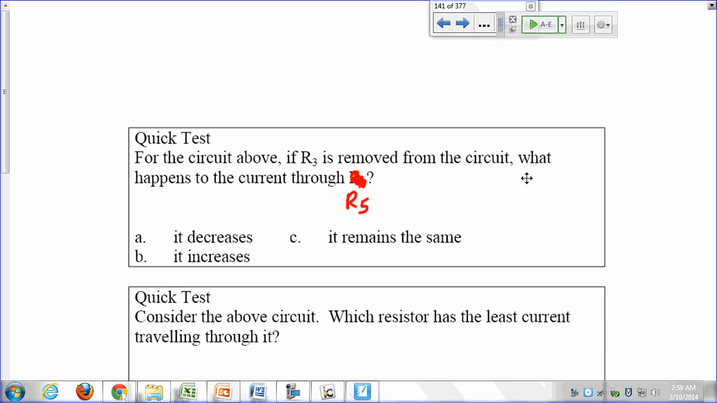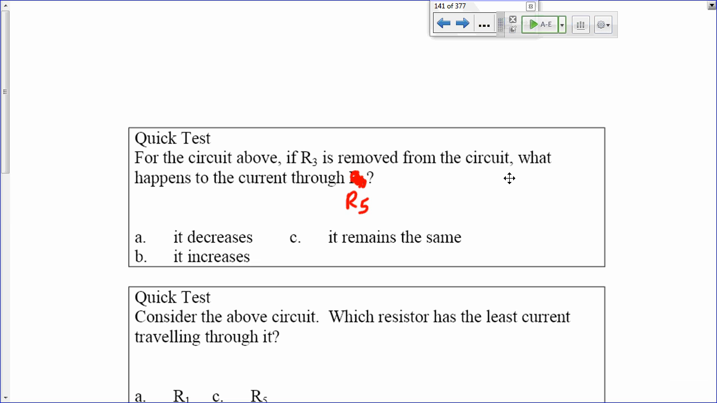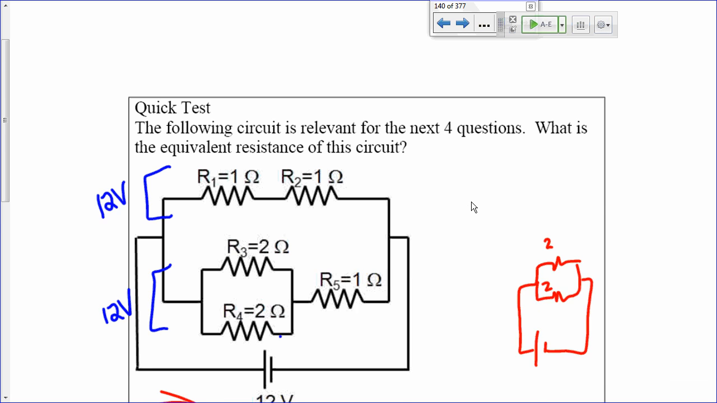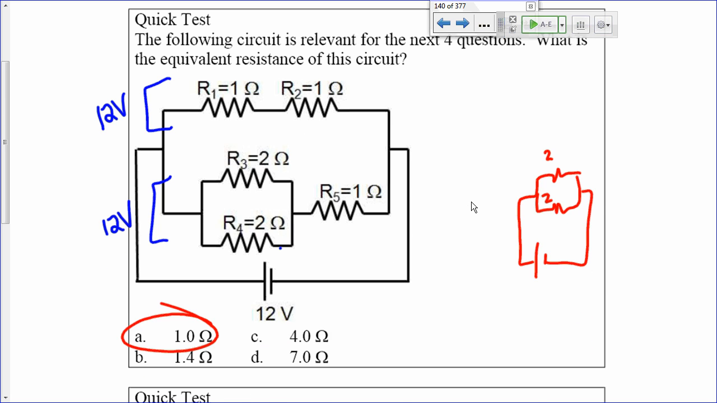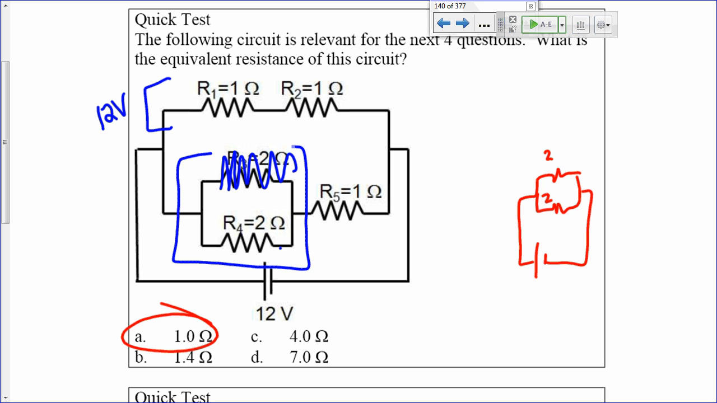Okay, look, we're sort of all over the board. So if I take out R3, what happens to the equivalent resistance? So first of all, I take this out. Initially, the equivalent resistance just of this branch was 1, but now the equivalent is what? 2. So if I remove a resistor in parallel, the equivalent goes up. So V equals IR. The equivalent resistance goes up, and now I want to know what happens to the current through this resistor.